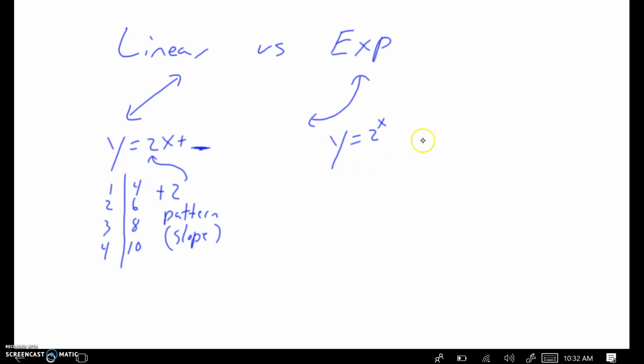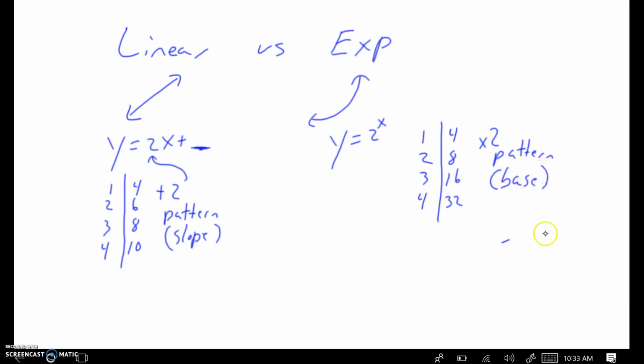An exponential function, again, if we make a little table to show an example of that, you could start at, let's start at 4 again. Times 2 is 8, times 2 is 16, times 2 is 32. So this is a times 2 pattern. And that's what makes it exponential. And that times 2 pattern, like the pattern for linear, where what you're adding constantly is your slope, what you're multiplying constantly in an exponential is the base of the exponential function.